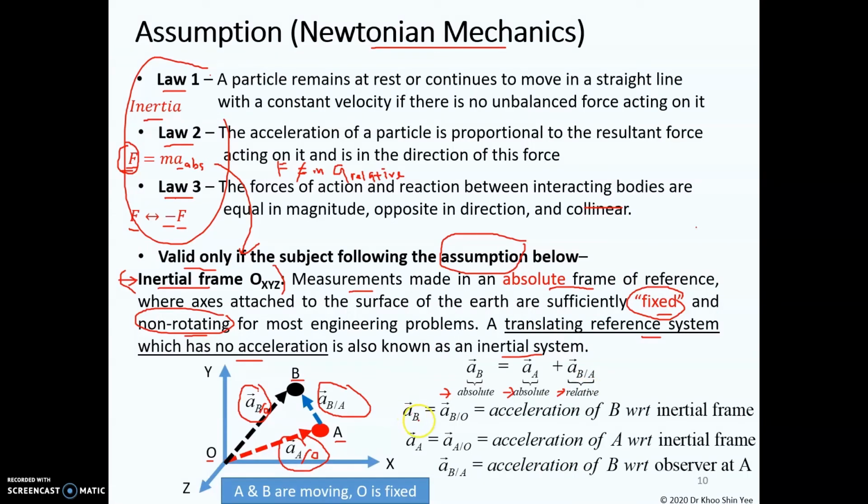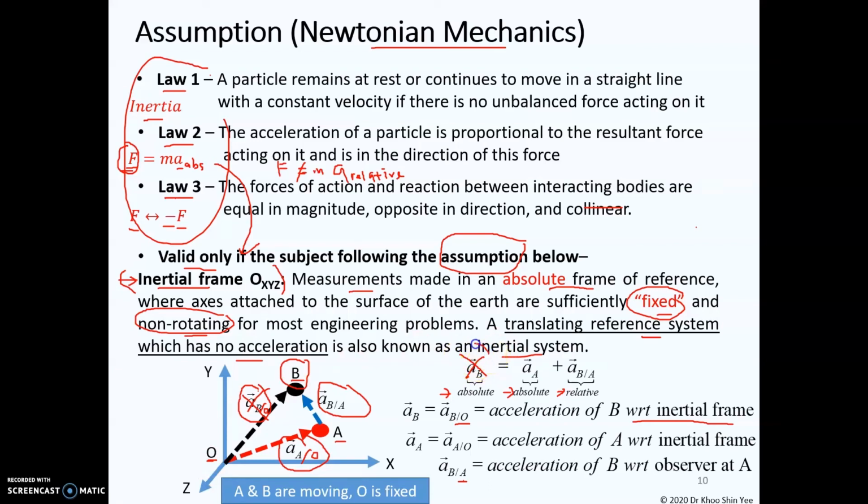So you should know acceleration B is also equal to acceleration B/O here. The /O here means that the acceleration of B is measured with respect to O, which is the inertial frame. The /A here means that the acceleration of B is measured with respect to the observer at A. Since A is moving, therefore we call this acceleration the relative acceleration. In many engineering applications, you may not be able to measure the point here. Let's say point B cannot be measured directly from the observer at the inertial frame. So in this case, you cannot obtain a_B.